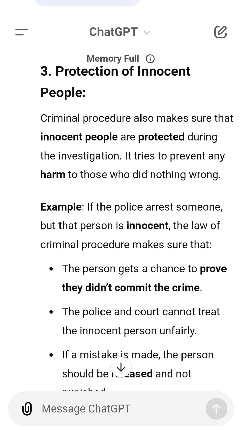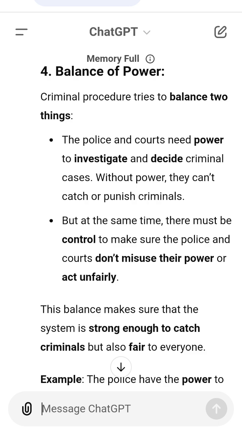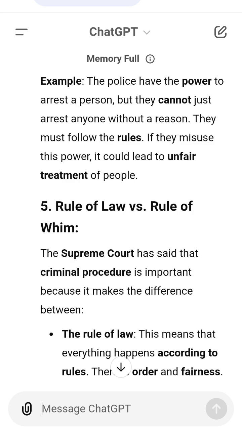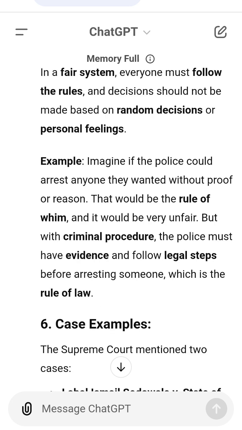Summary. Criminal law tells us what is a crime and what the punishment should be. Criminal procedure is the process that helps us apply those laws. It helps catch criminals, prove guilt or innocence, protect innocent people, make sure justice is done fairly. It also makes sure the police and courts use their power wisely and don't misuse it.